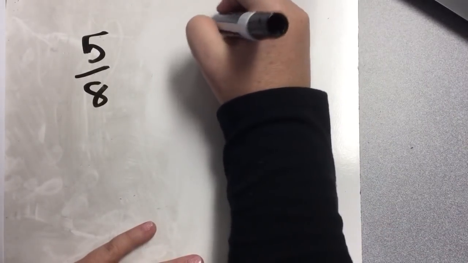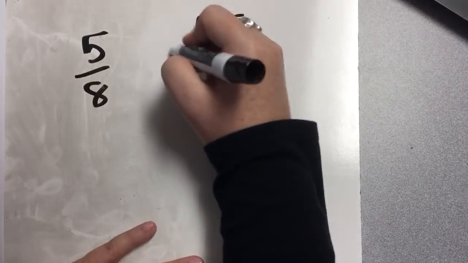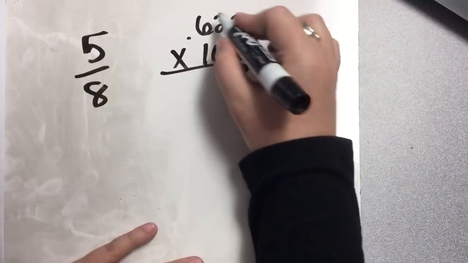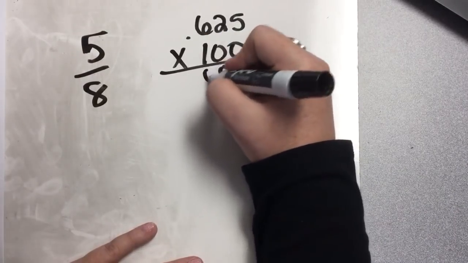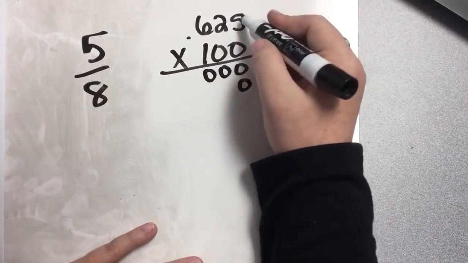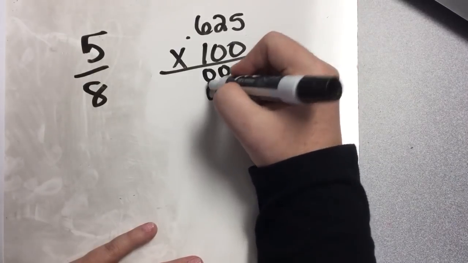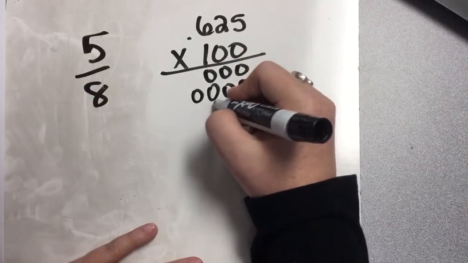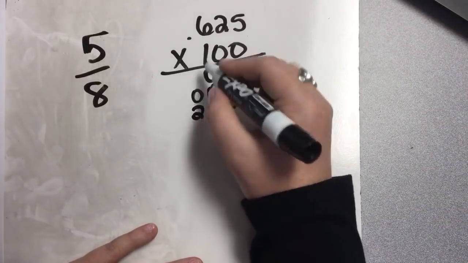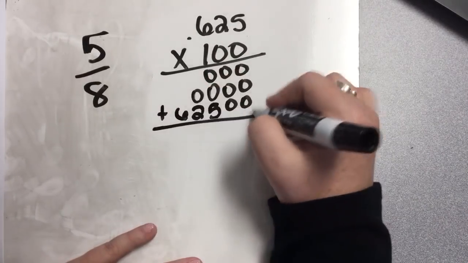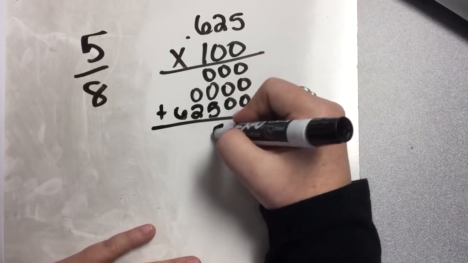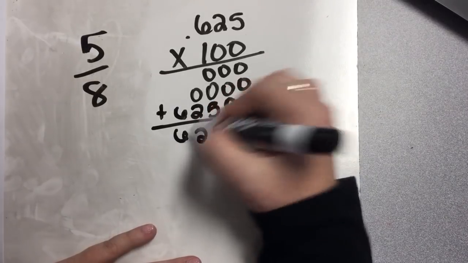So we take 625 thousandths times 100. 0 times 5 is 0. 0 times 2 is 0. 0 times 6 is 0. Then placeholder, 0 times 5 is 0. 0 times 2 is 0. 0 times 6 is 0. 2 placeholders. 1 times 5 is 5. 1 times 2 is 2. 1 times 6 is 6. And then we're going to add straight down. 0, 0, 5, 2, 6.